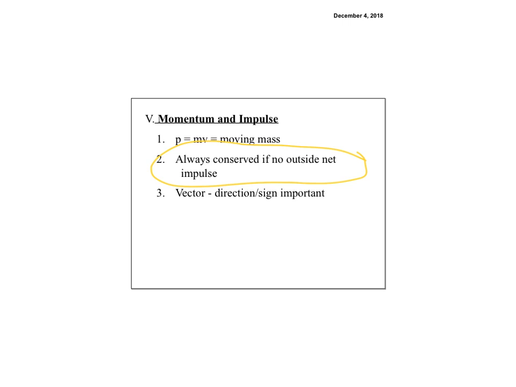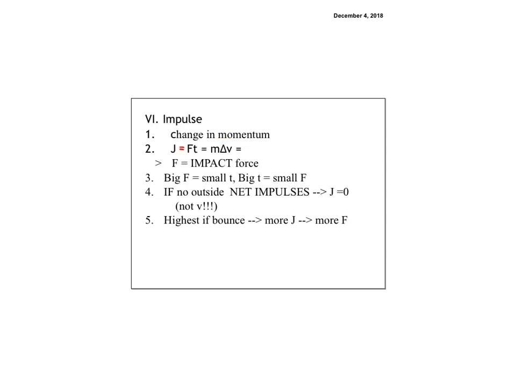But the moment things interact and hit, and if you see anything with collision, bouncing, explosions, your first frame of thought should be momentum. What's mv before? What's mv immediately after? Impulse is change in momentum, so that's J is equal to Ft, which is equal to m delta v. I don't know why there's another equal sign over here. We don't really need that. But it's equal to the change in momentum.